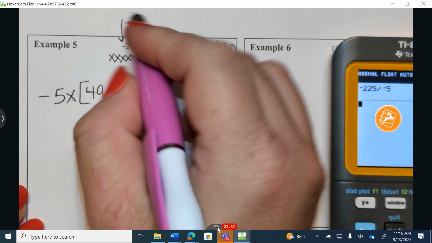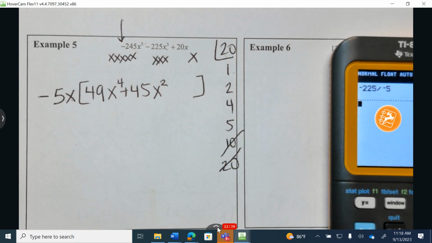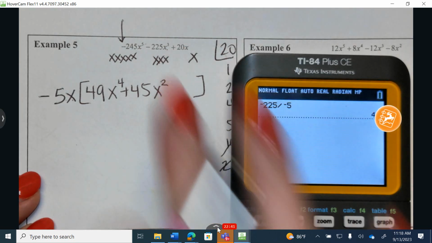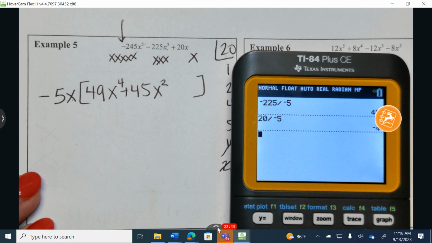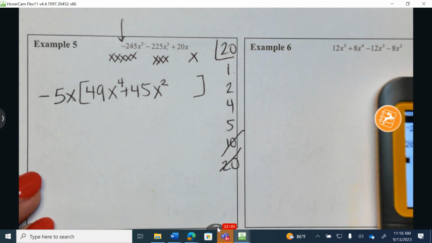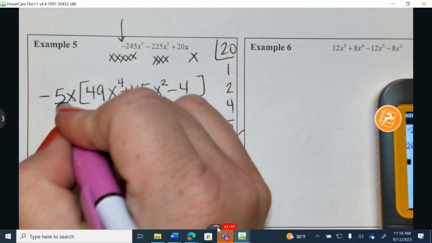I need 3 x's and I only have 1. I'm going to attach 2 more. I'm going to take positive 20 divided by negative 5 to get a negative 4. I need 1 x and I already have it.